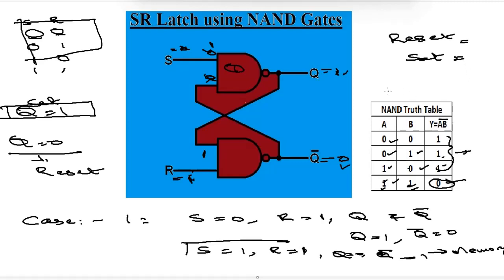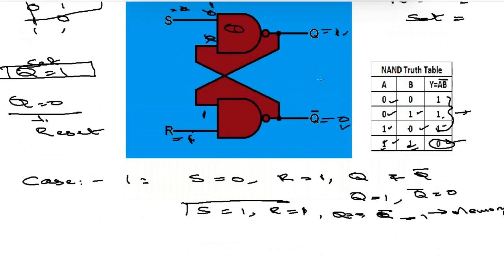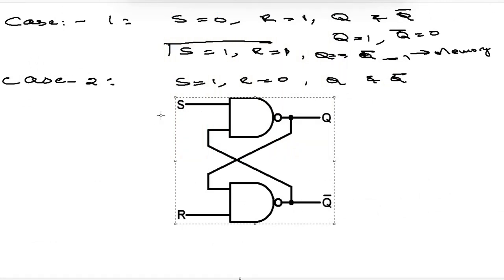Now I am taking the second case values. Now the case 2 values are S equal to 1, R equal to 0. We have to find out Q and Q bar values. So S equal to 1, R equal to 0. Now this time I am assuming S value is 1, and R is 0.